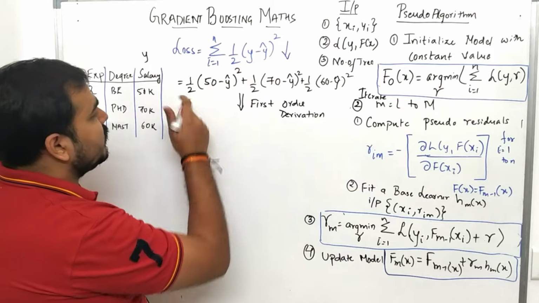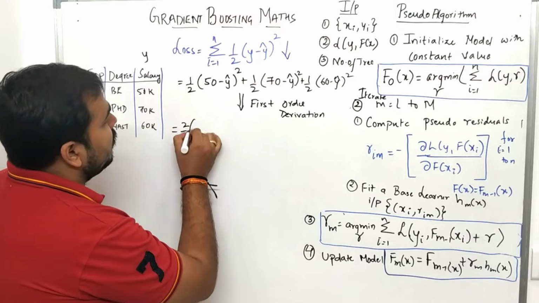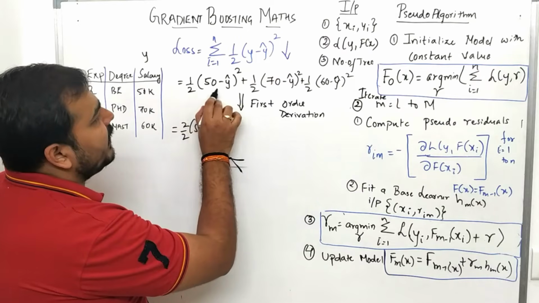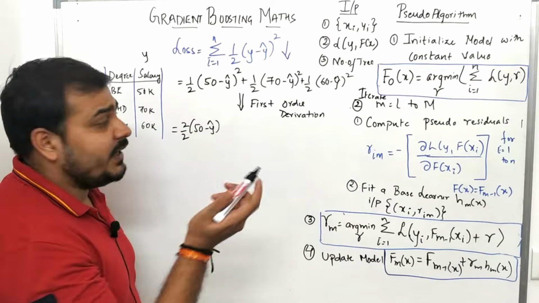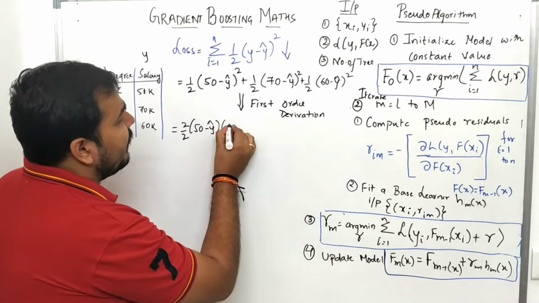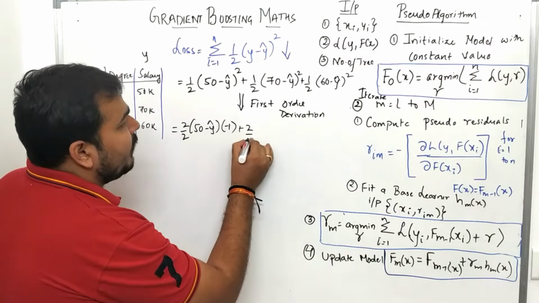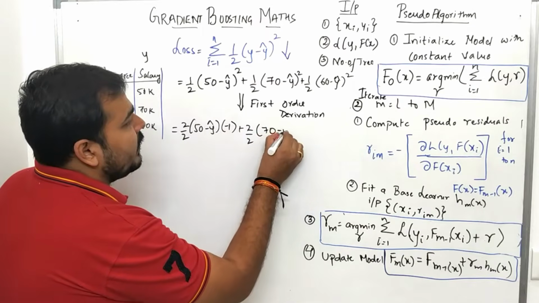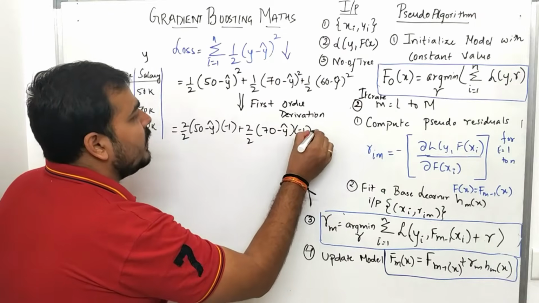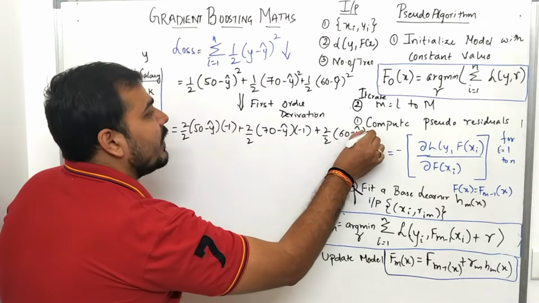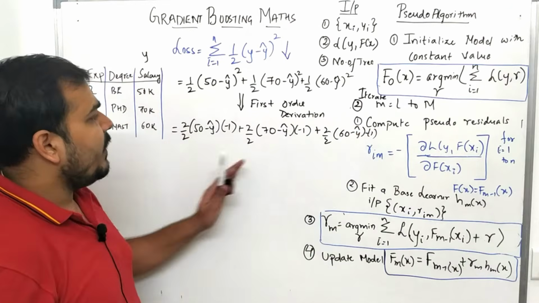I will just multiply this 2 over here, 50 minus y hat, and then the derivative of 50 is nothing but a constant, and minus y hat is nothing but minus 1. I hope everybody is clear with this. Then similarly 2 by 2, (70 minus y hat) multiplied by minus 1 plus 2 by 2, (60 minus y hat) multiplied by minus 1. I hope everybody is clear with this.